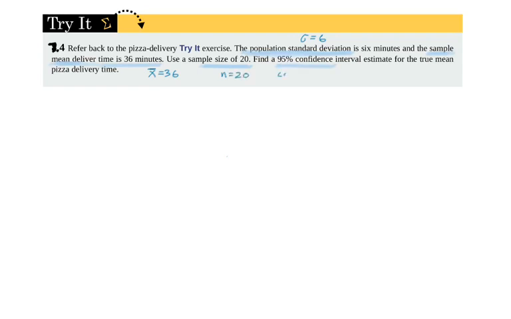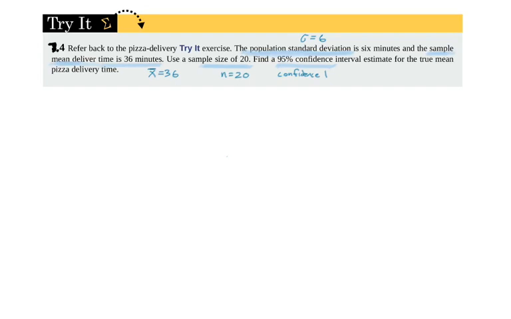All right, and I'm just jotting down some of the important stuff here. Okay, so we're looking at a pizza example here. So a pizza delivery, the population standard deviation is 6 minutes, and the sample mean delivery time is 36 minutes, and we took a sample of 20 in this case. And we want a 95% confidence interval.